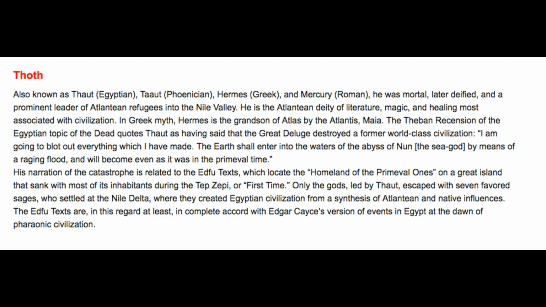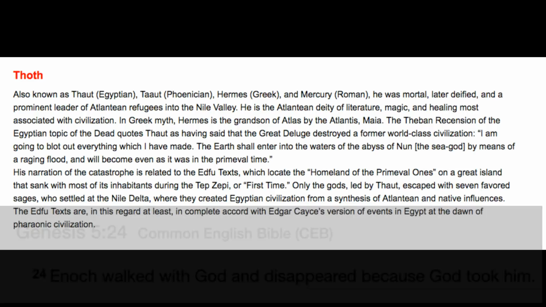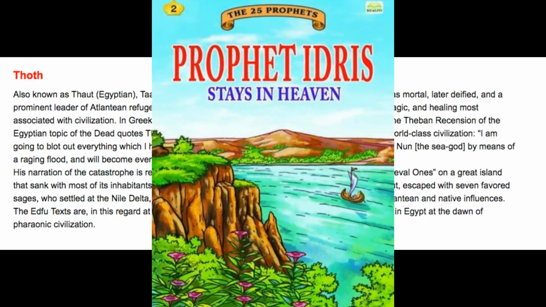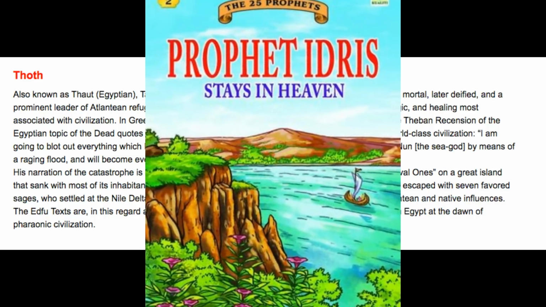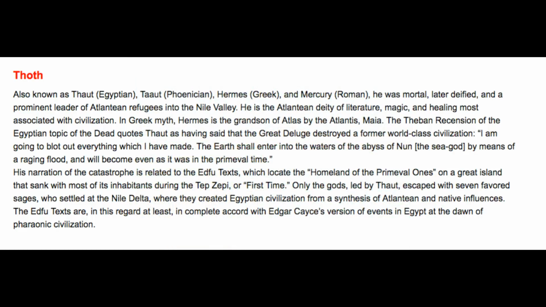What does that mean? He was man, and then he became a god, who also walks with God after being mortal. That was Enoch. You're also going to hear about Idris, the prophet Idris. The same thing, being exalted to the Most High, to Allah. He walked with God as well.